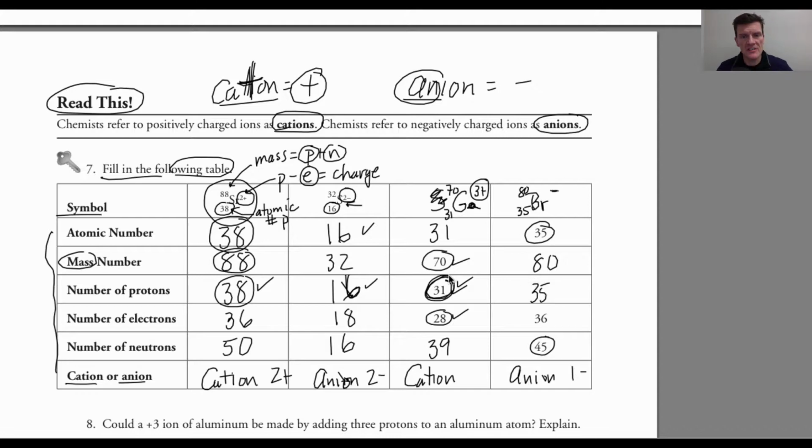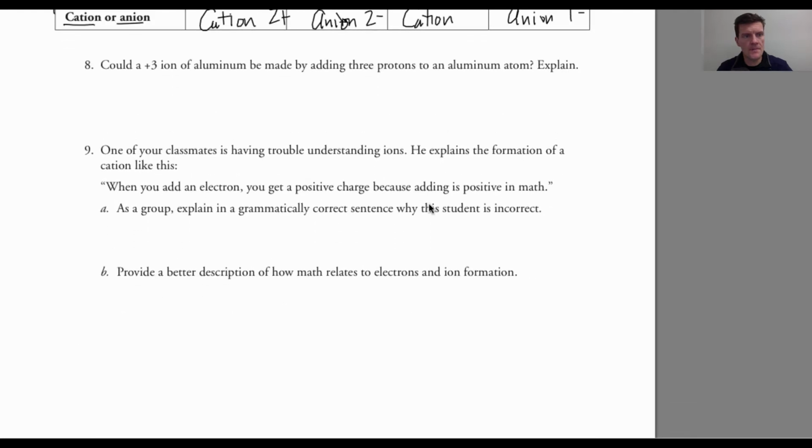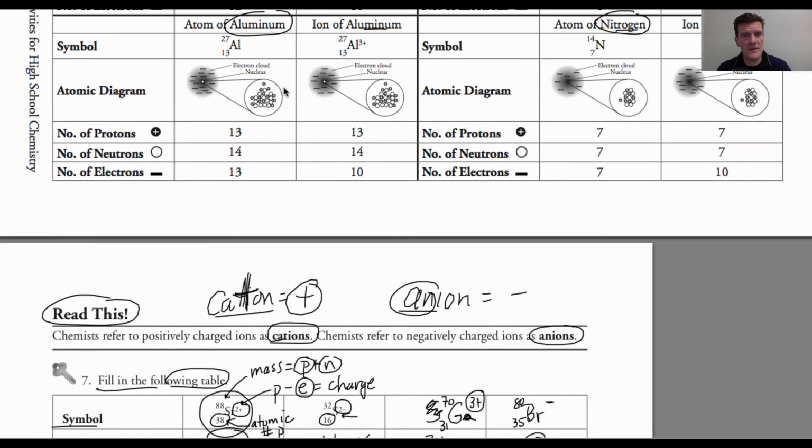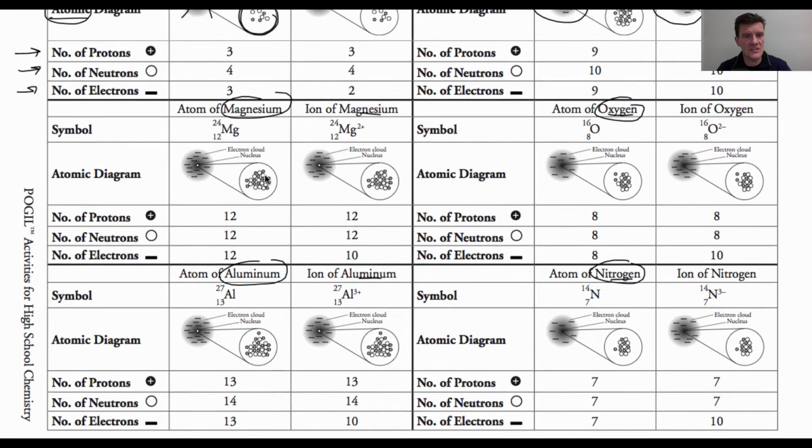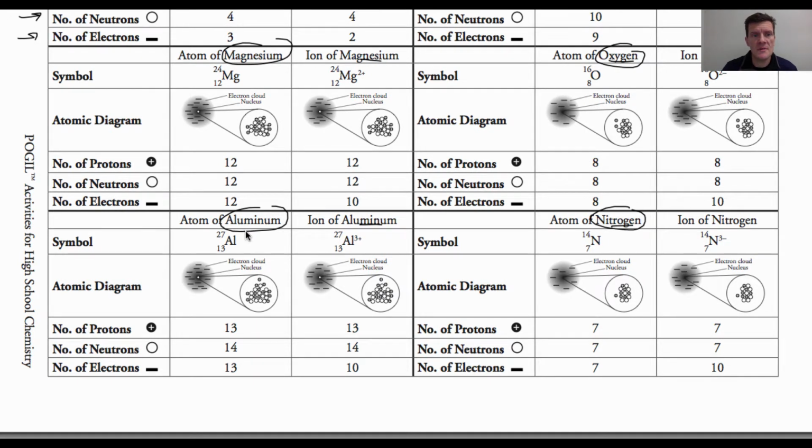So let's continue and let's look at these questions right here. Could a 3+ ion of aluminum be made by adding 3 protons to an aluminum atom? Explain. Alright, well, if we have an aluminum atom, let's look back here at the model just for a second, just so you can get your bearings. An aluminum atom has 13 protons. That's its atomic number right there. It's given to us. Number of protons.